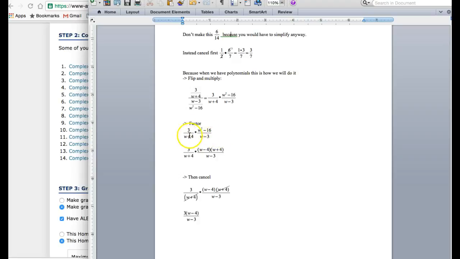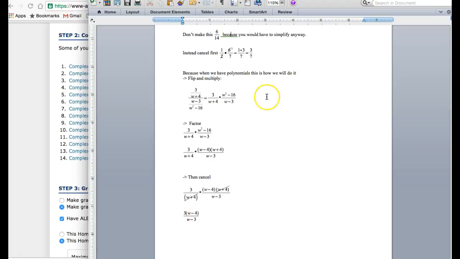And then on the next step here, I just rewrote the problem and then I factored the top. That's a difference of squares. So all the skills you've learned about factoring apply. And then I'm going to cancel the factor w plus 4, leaving me with 3 times w minus 4 over w minus 3, and that's the answer.